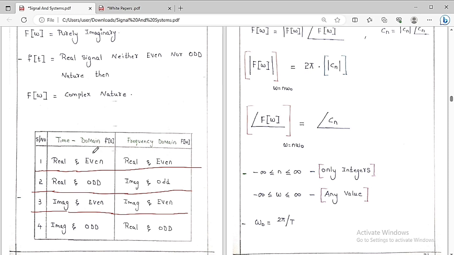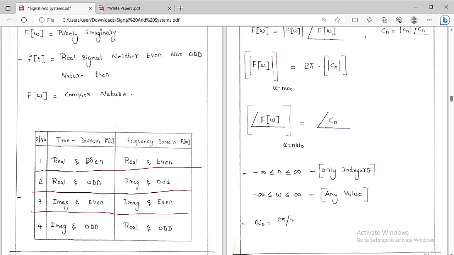So what I am trying to do is very simple. We have a time domain function f of t and a frequency domain function f of omega. Suppose f of t is real as well as even, then what is going to happen? I've already told you, whenever f of t is real and even, then f of omega is purely real, and the real part is by default of even nature. And if f of t is real as well as odd, a real signal with odd nature, then f of omega is purely imaginary, and the imaginary part is of odd nature.